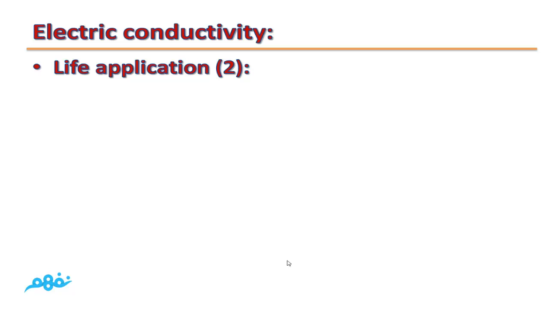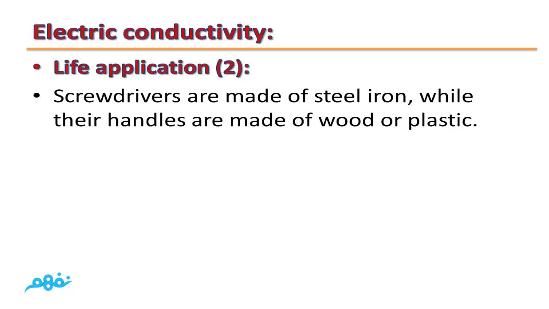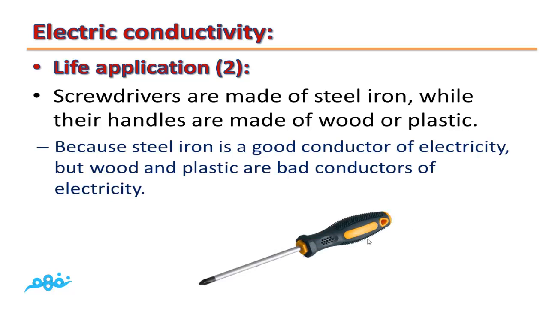The second life application for electric conductivity: screwdrivers are made of steel iron, this is the first part, while their handles are made of wood or plastic, and this is the second part. The first part, because steel iron is a good conductor of electricity and it has a higher hardness, but wood and plastic are bad conductors of electricity. So we answer the first and second parts of our question.